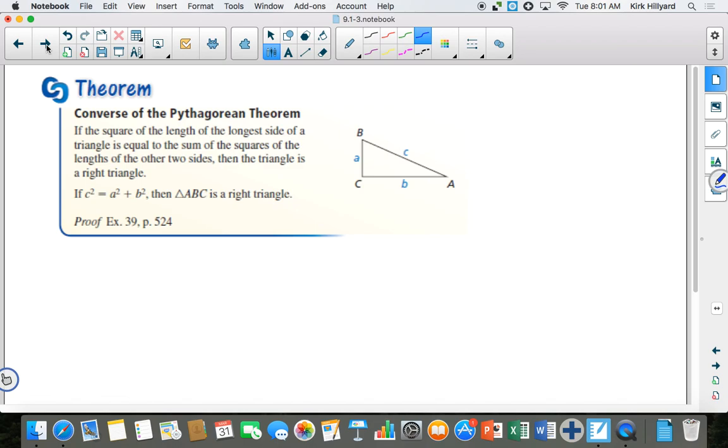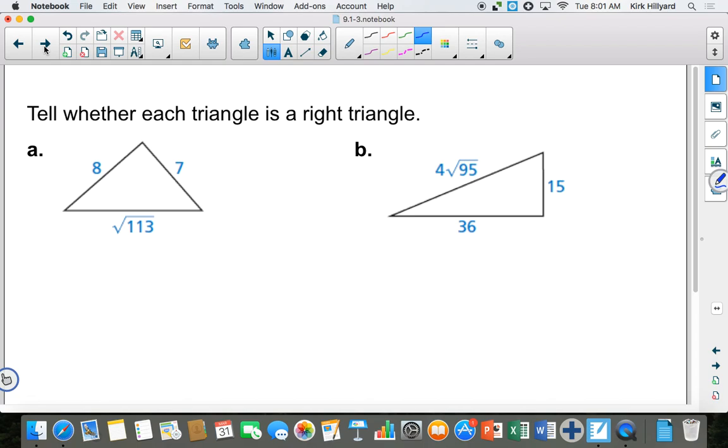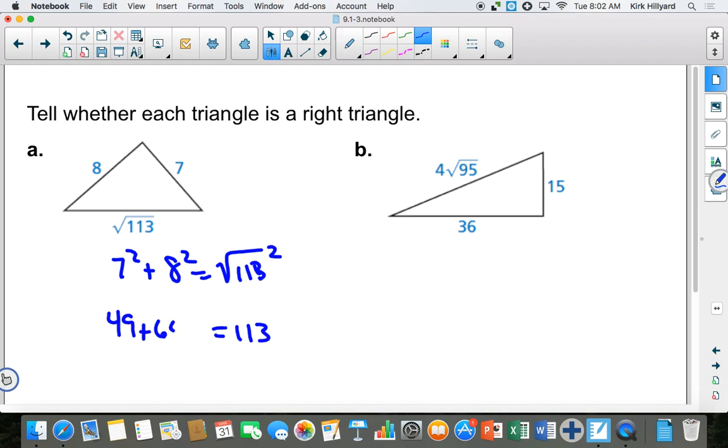The other thing you can do is they can give you 3 numbers and say, does this form a right triangle? So looking at this, we would just plug these into the Pythagorean theorem. 7 squared plus 8 squared equals the square root of 113 squared. What happens to the square root when you square it? It goes away. So that equals 113. And this is 49 and 64. And what do you know? We have 113 equals 113. So yes, that is a right triangle based on the Pythagorean theorem.